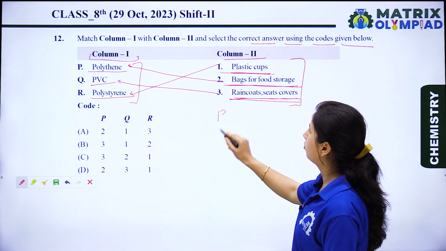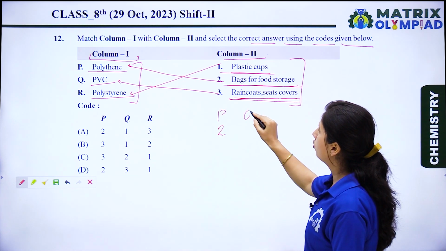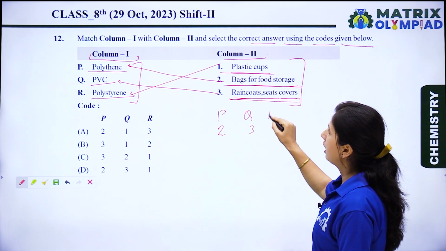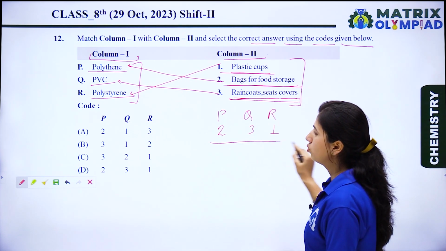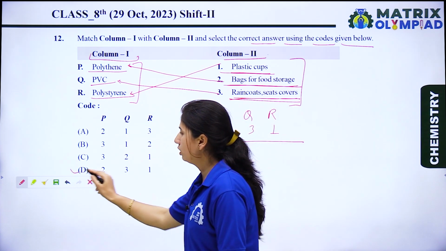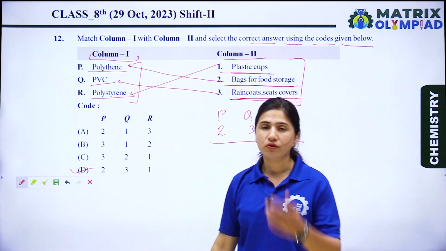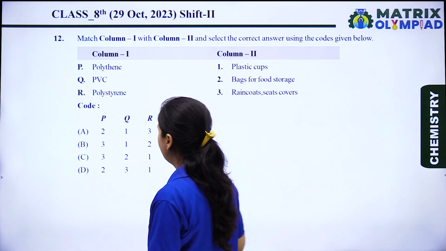So P matches with the second option, Q matches with the third option, and R matches with the first option. 2, 3, 1. So option D is the right option for this question. Now let's see the next question.